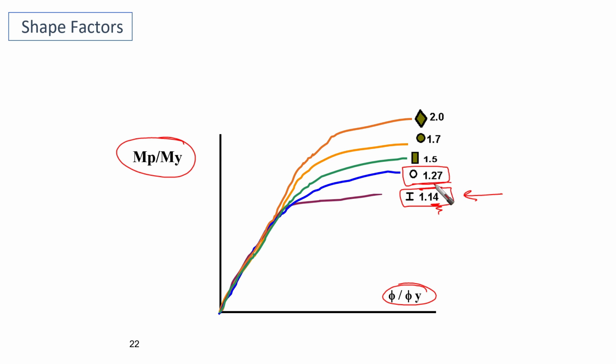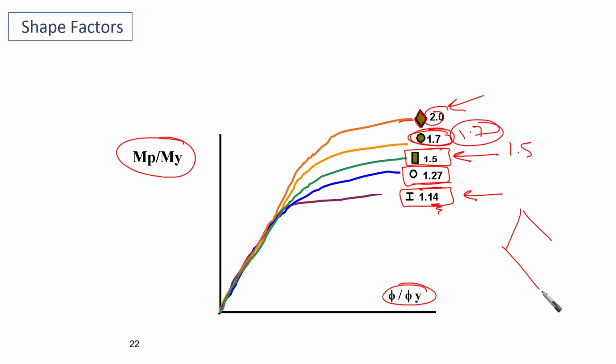Pipes, like 1.27, so 27% extra. For rectangular section, as we said, it is 1.5. If we're going to have a solid tube, for example, then it is going to be 1.7. If we have something like this, then it's going to be 2. The more that we are concentrating our area toward the center, the more you're going to find the contribution, or the extra, of MP over M yield.